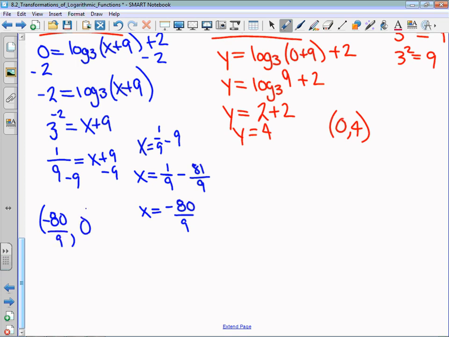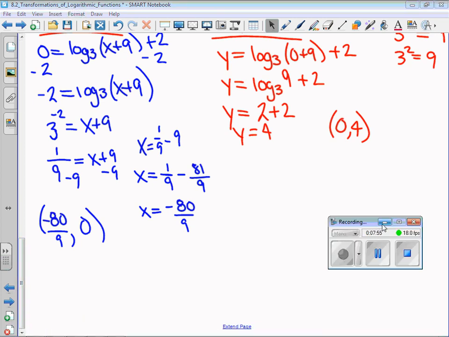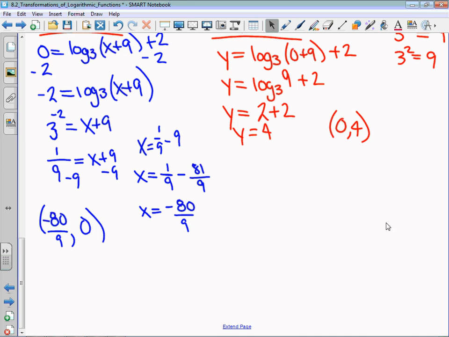Now, what we're going to do at this point, and it's a little bit tricky, is I'd like you to grab your calculator, because I'm going to show you how to type this in, even if you don't have base 3 on your calculator. All right, in order to do this on our calculator, we have to be comfortable with how to change the base.